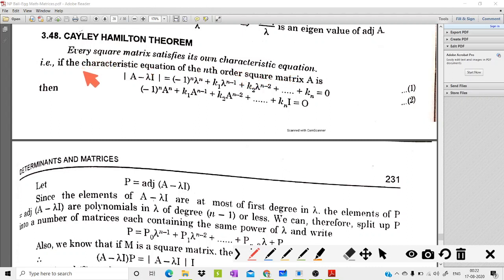That means if the characteristic equation of an nth order square matrix is determinant of A minus lambda I equal to, by expanding, we'll get minus 1 raised to n, lambda raised to n, plus k1 times lambda raised to n minus 1, plus etc., plus kn equal to 0. Then if you replace lambda by the corresponding matrix A, you will get the 0 matrix.